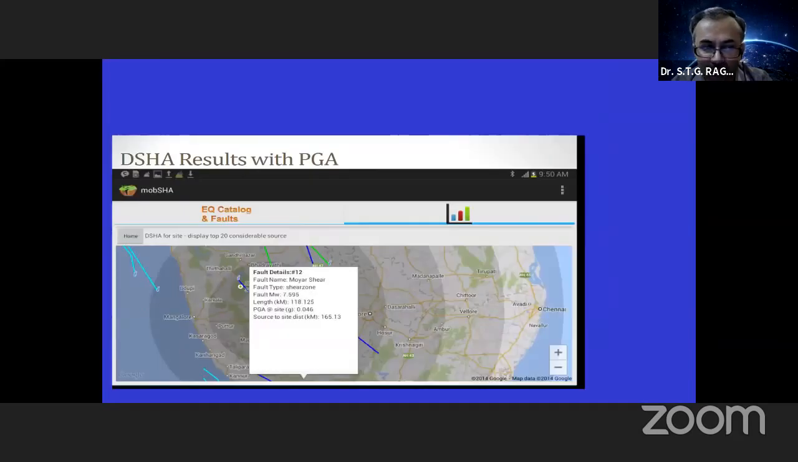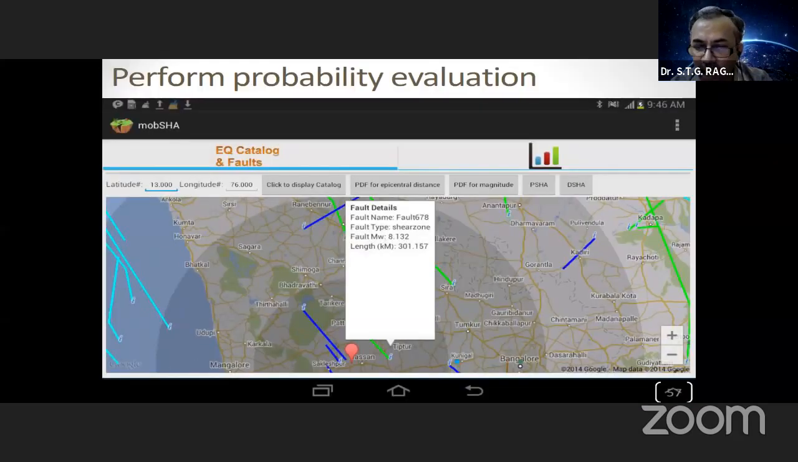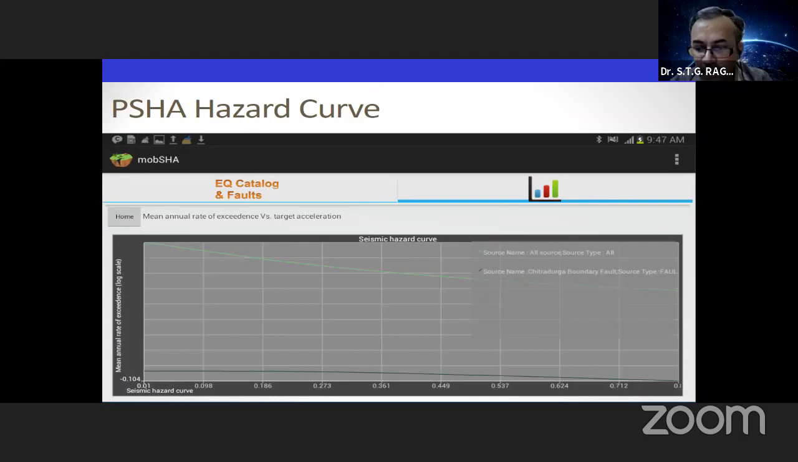Then, finally, you can get DSHA, and probability evaluations can be done, and finally you can get the hazard curves also. So this app is for advanced users, and it works fine for mobiles which have 4 GB or 6 GB RAM, and it's very useful to obtain site specific spectra. We are going to release this app maybe next month in the Google Play Store. If you downloaded the previous app, an update will be sent to you, and you can download it to compute your site specific spectra also.